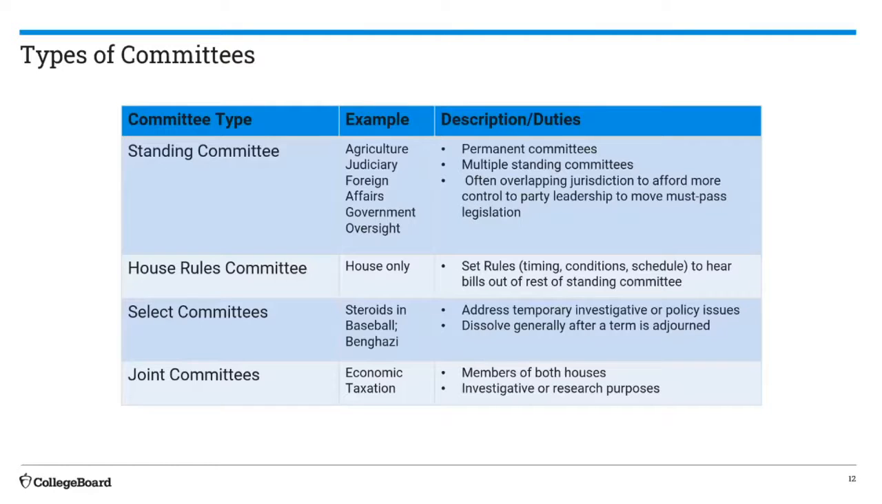joint committees that have membership of both of the houses.